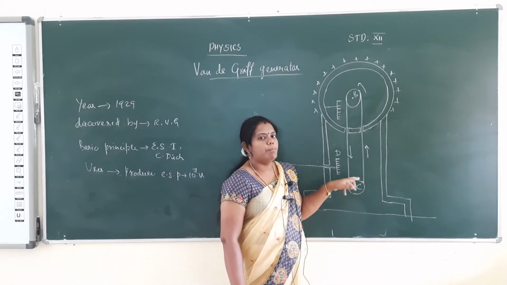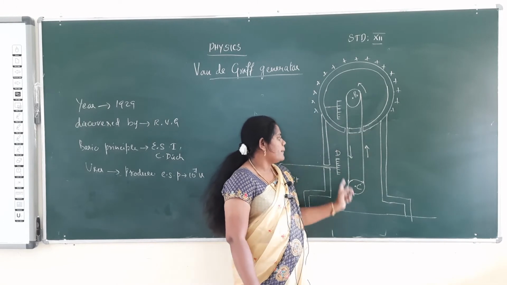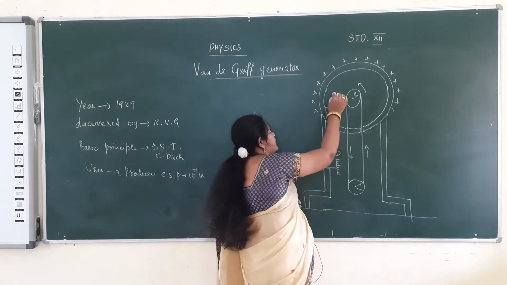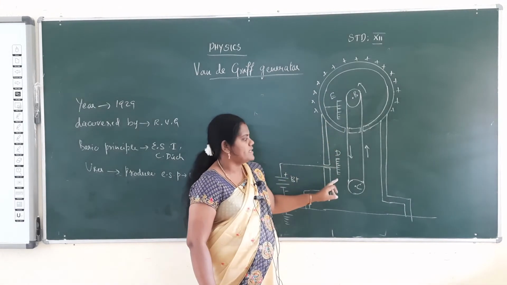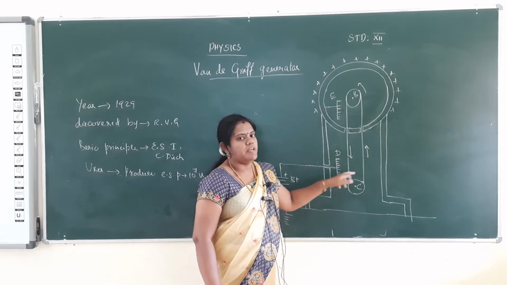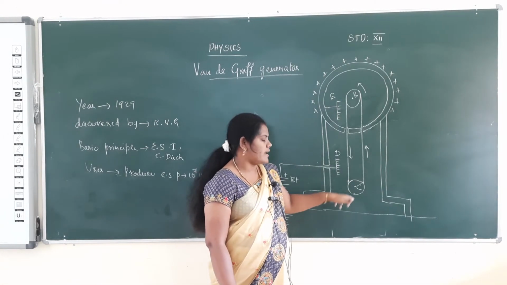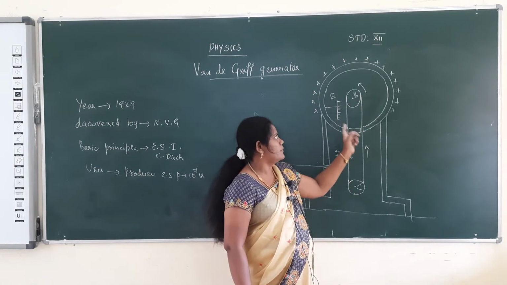One belt, made of rubber or plastic, moves up and down over B and D. Two combs are there, E and D. C will be running by using one motor, and C running automatically makes B run.